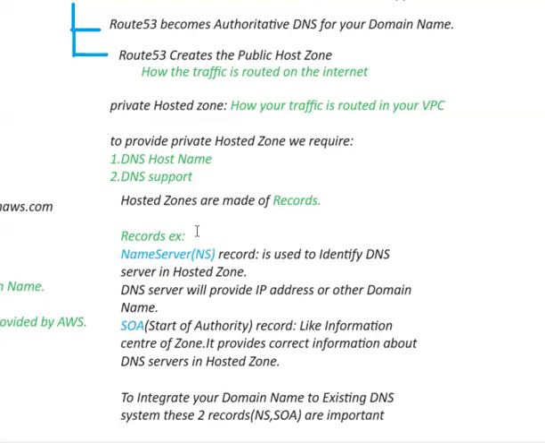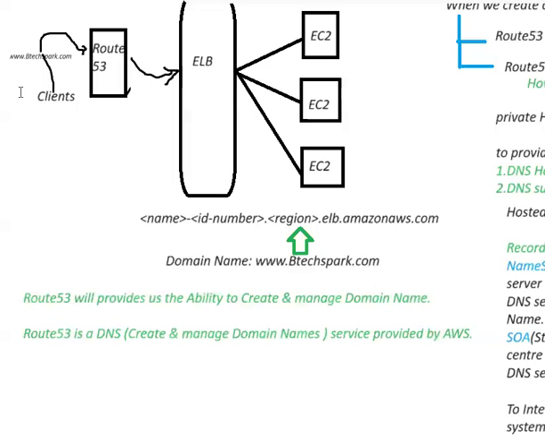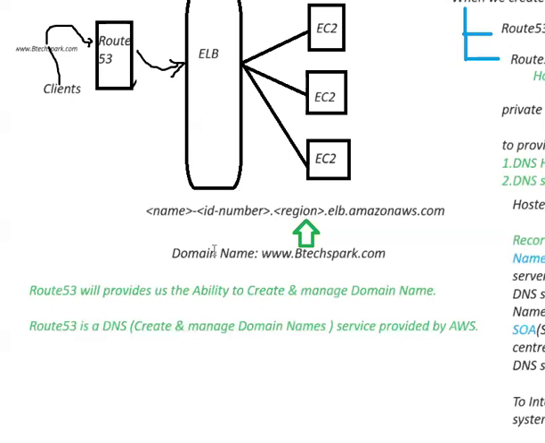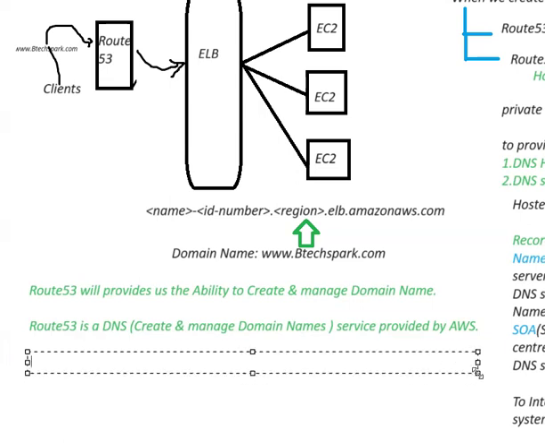Now, for a newly created domain name, how many name server records and how many SOA records will Route 53 create for us? Route 53 will create 4 name server records and 1 SOA record.